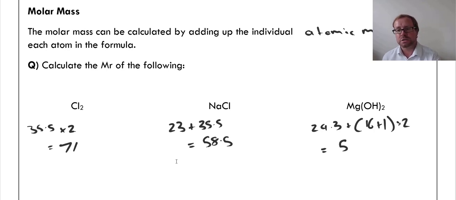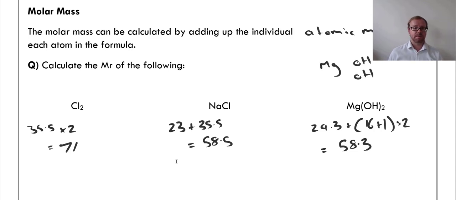58.3. Again, just to go through this, like when we were talking in our previous example about what the small numbers mean, it means the actual number of atoms in a molecule or compound. So here we would have Mg and OH and OH. Yep, so I have 2 of whatever is in the brackets.